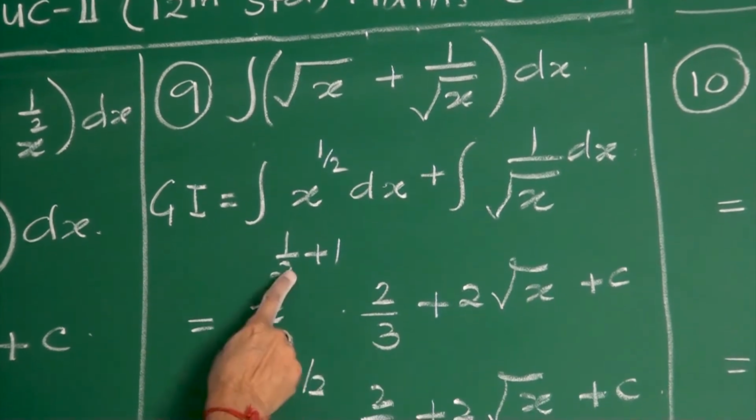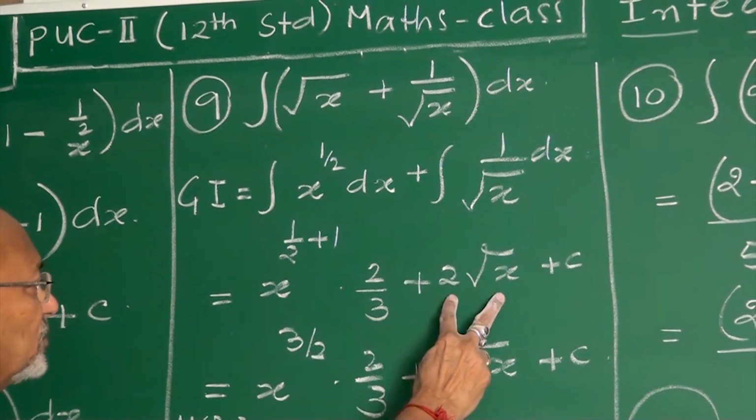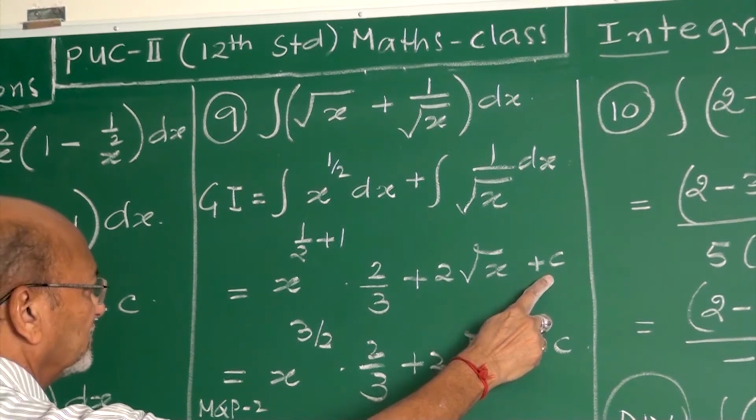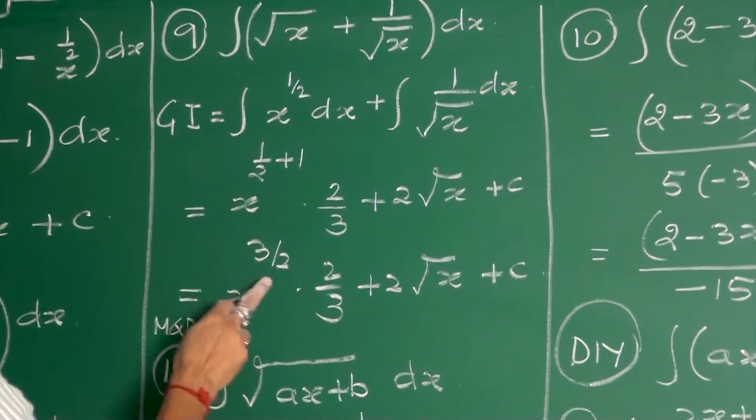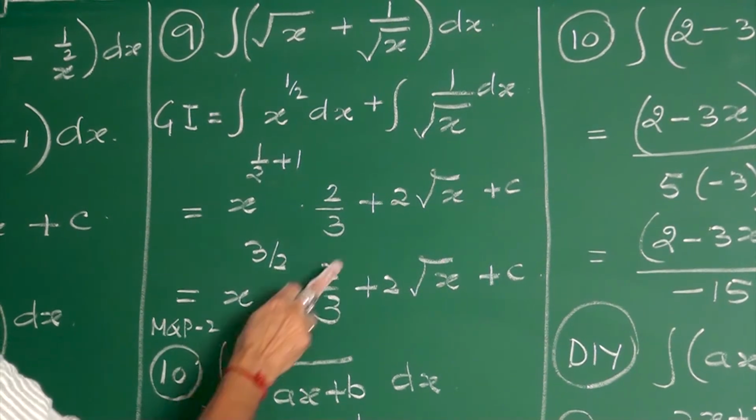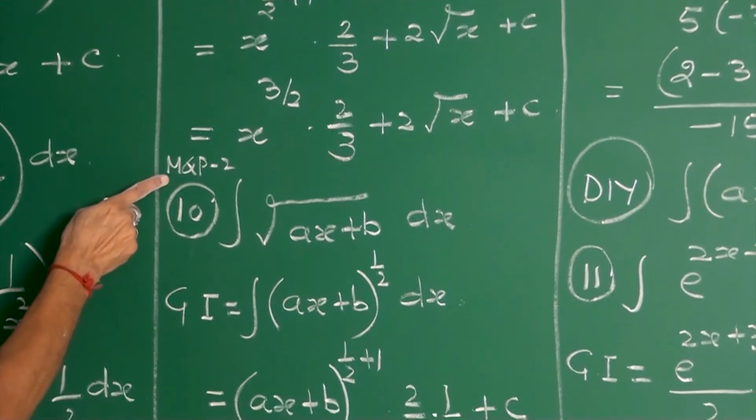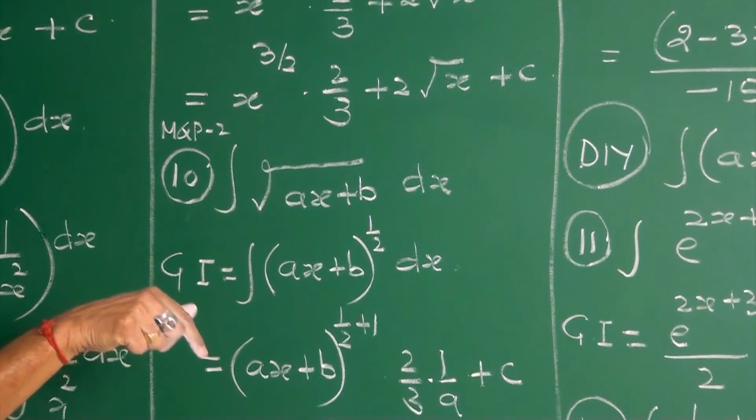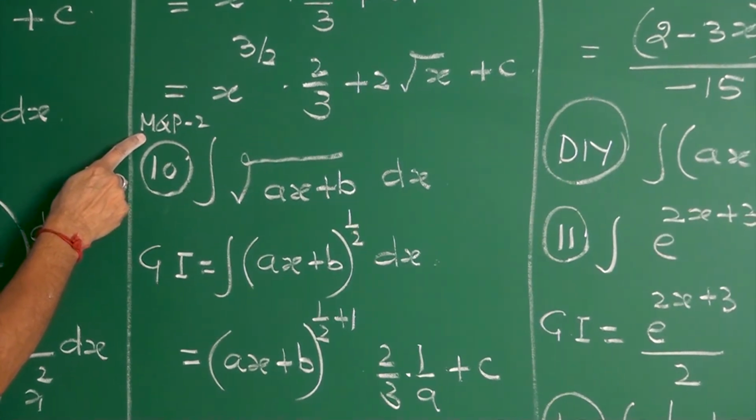The reciprocal of 3 by 2 is 2 by 3. So the integral of 1 upon root x is 2 root x plus c. Write one more step: it is x to the power 3 by 2, reciprocal of the power, plus 2 root x plus c. The tenth one is given in the model question paper this year, given by the PUC board. It is there in the second model question paper.